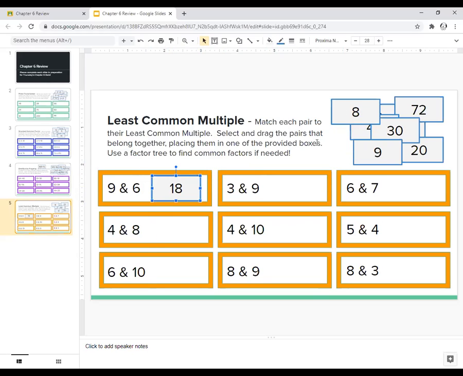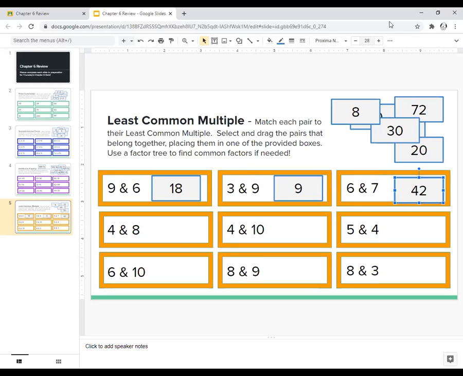Very good. How about between 3 and 9? When's the first time they meet? 9. Not too bad here. How about 6 and 7? Maybe it's this one here, 42. Yep. I know 6 and 7 won't meet before they meet each other because they don't share any factors. So the first time they meet is when they come to the opposite multiple here.